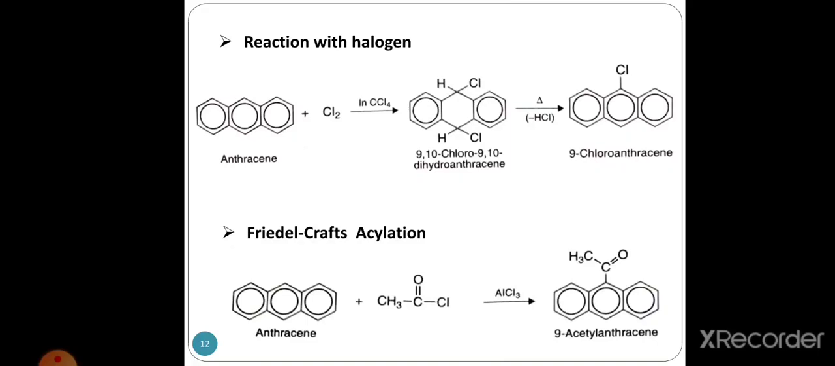Next, Friedel-Crafts acylation. Anthracene undergoes acylation with acetyl chloride and aluminium chloride to form 9-acetyl anthracene.